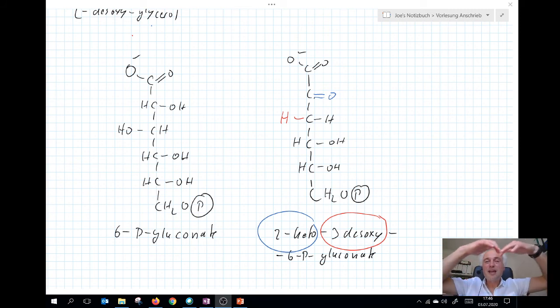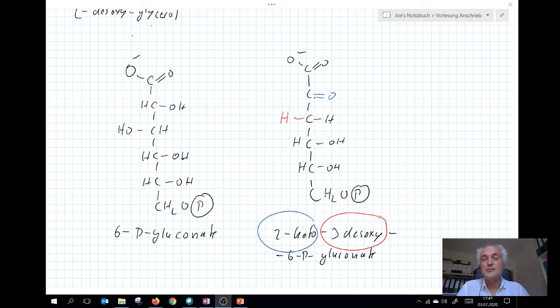So if you really have these names in mind, if you know that an -one is a keto and has to have a keto group, an aldehyde obviously has to have an aldehyde group, then everything is fine. You can deduce almost everything based on the structural formulas in sugar catabolism.